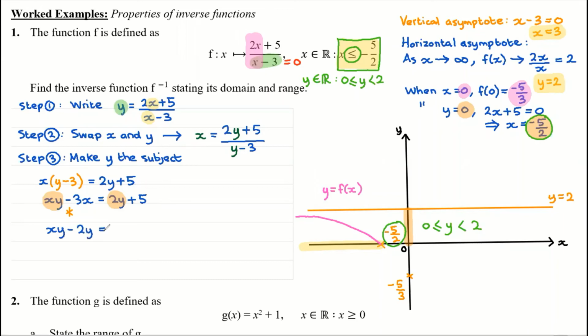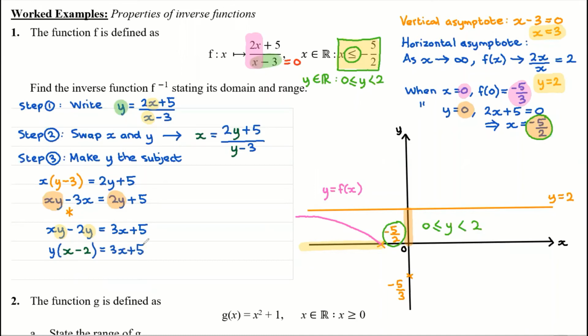And I can also add 3x to both sides. So that's going to be 3x plus 5. So I've now got all my y's on one side of that equation. You'll now see that I can factorize out the y's. I've got a y here as a factor and a y here. That's what I wanted. Let's factor that out. So we've got y multiplied by x subtract 2 is equal to 3x plus 5.